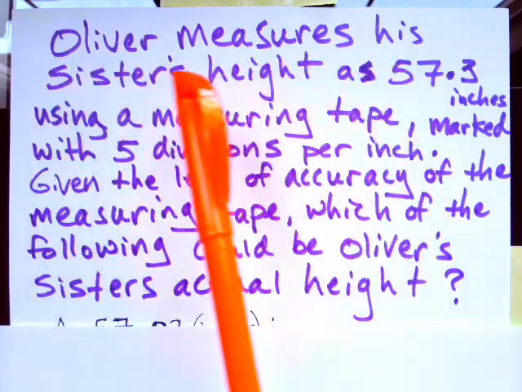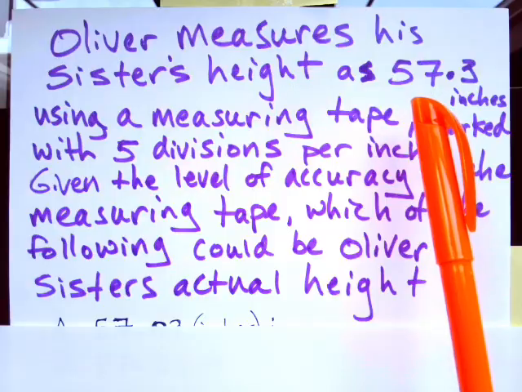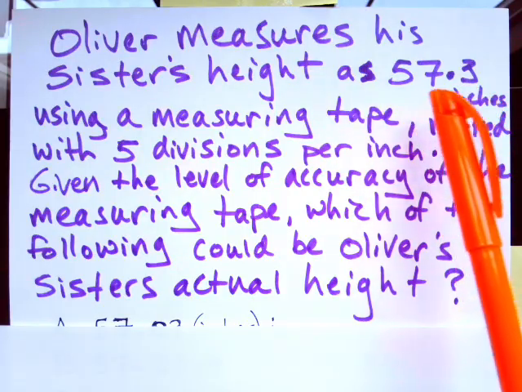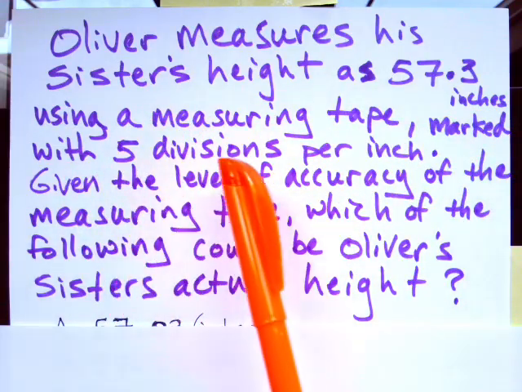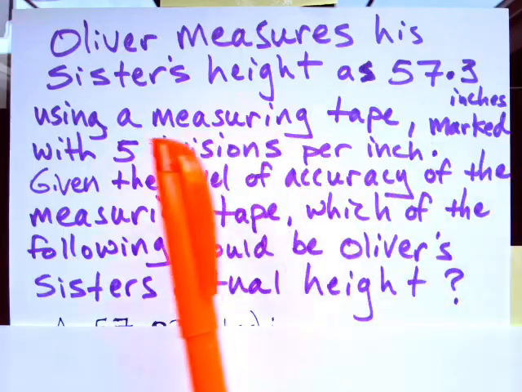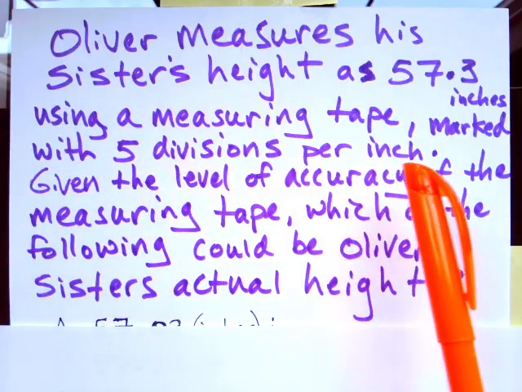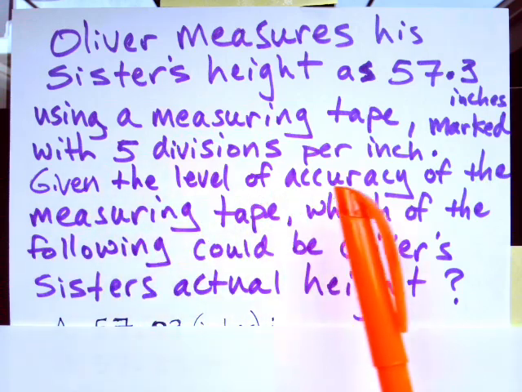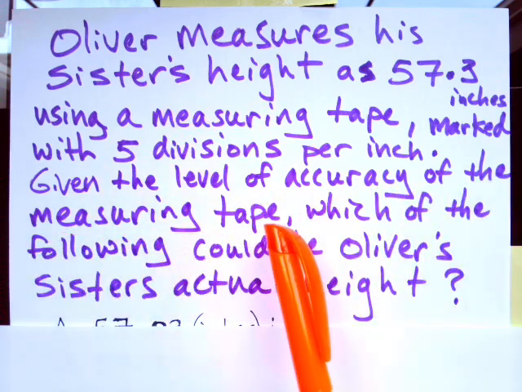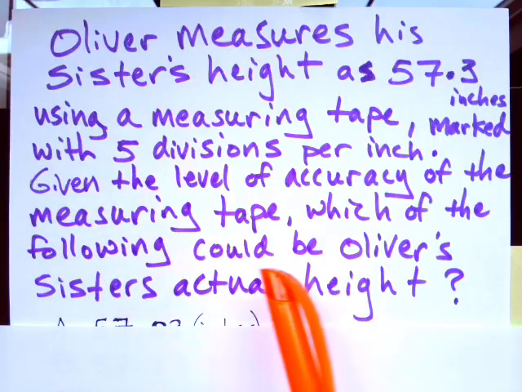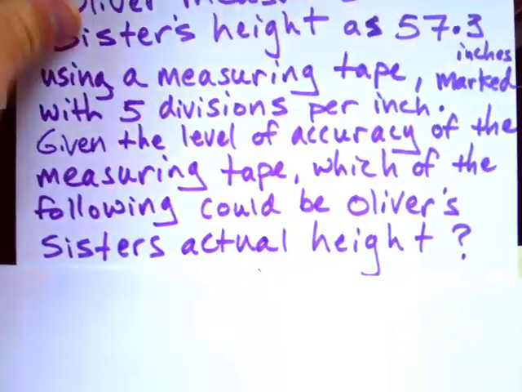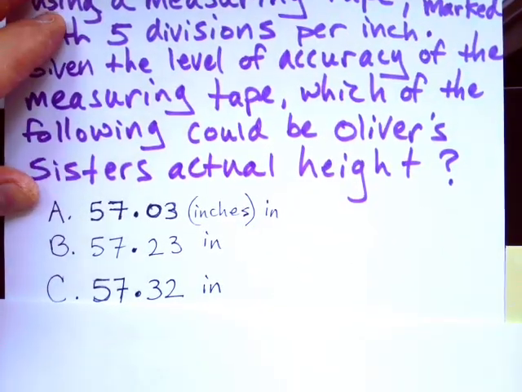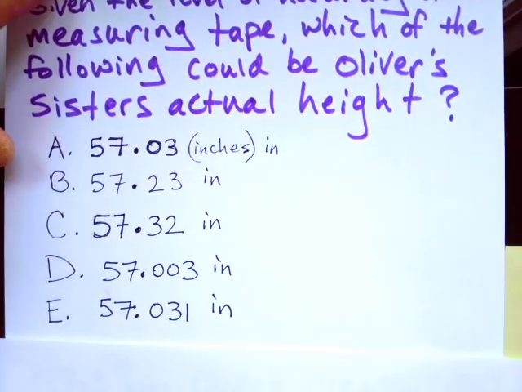Oliver measures his sister's height as 57.3, or 57 and 3/10 inches, using a measuring tape marked with 5 divisions per inch. Given the level of accuracy of the measuring tape, which of the following could be Oliver's sister's actual height? So we have options A, B, C, D, and E here.